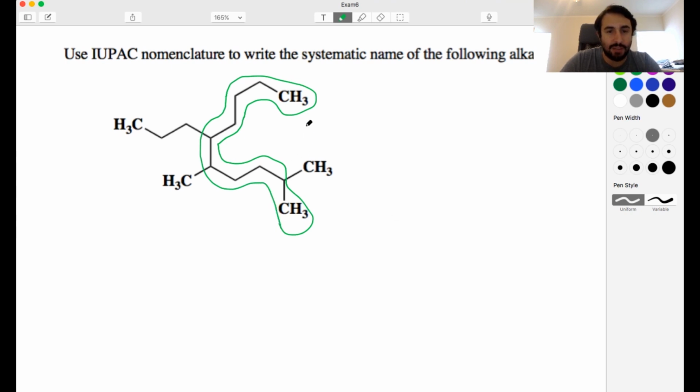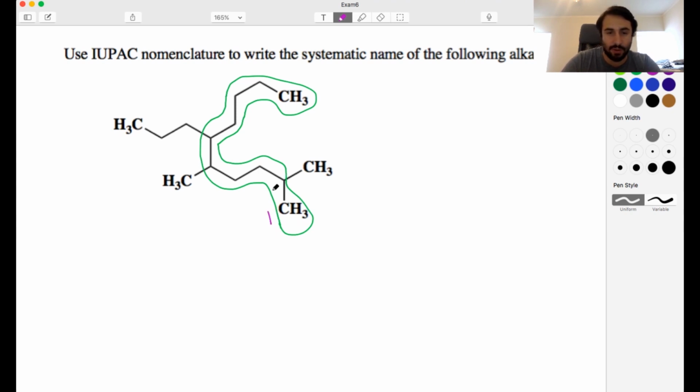And what do we end up with? So we've got 1, 2, 3, 4, 5, 6, 7, 8, 9, 10. We've got a 10 carbon chain. And which way are we going to number this thing? Well, if we start over here, that's going to take 1, 2, 3, 4, 5 carbons to get to a substituent. Over here, it's the second one.